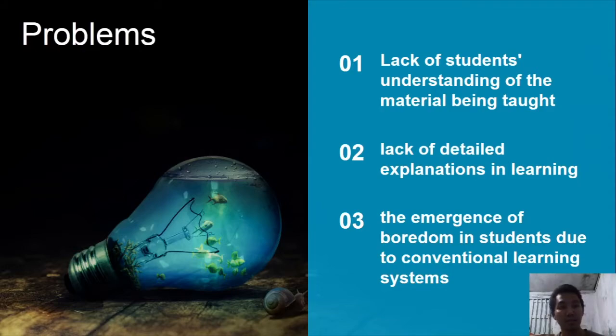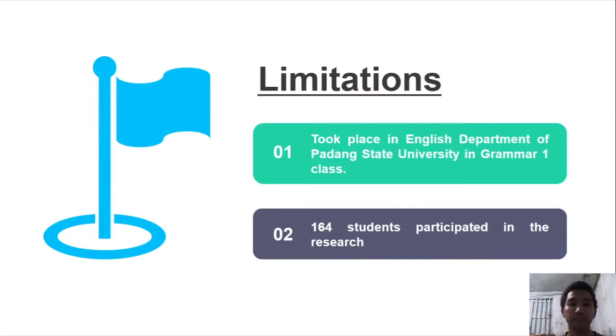So the next discussion is about the problems. There are three problem formulations. Number one, lack of students' understanding of the material being taught. Number two, lack of detailed explanations in learning. Number three, the emergence of boredom in students due to the conventional learning system.